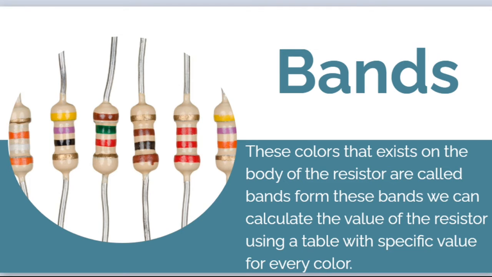From these bands, we can calculate the value of the resistor using a table with a specific value for every color. Each one of these lines is called a band. So there are 4 lines, or 5 lines or more. These lines are called bands. From these bands, we can calculate the value of the resistor using a table. In this table, there is a specific value for each color.